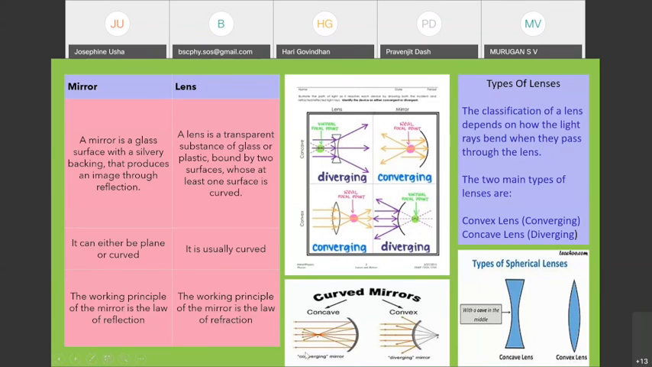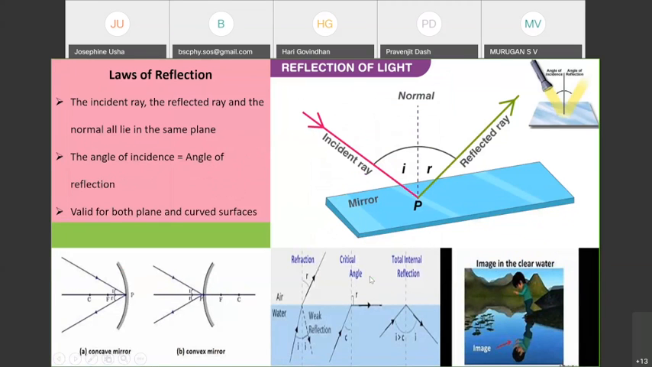And you must know what is called a principal axis. Principal axis is the middle line, right? Principal axis, and then what is called marginal rays, and this one is marginal rays, and what is called paraxial rays. So we are going to see about this later. So next thing, what is called reflection, law of reflection, and simply what is called reflection of light.